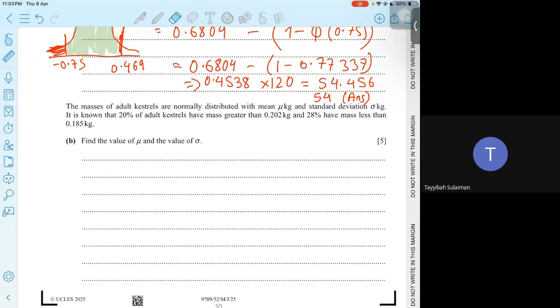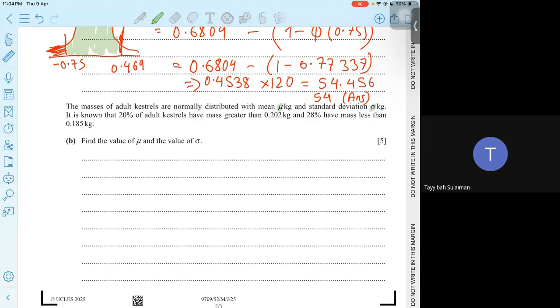The masses of adult kestrels are normally distributed with mean mu and standard deviation sigma kg. It's known that 20% of adult kestrels have mass greater than 0.202 kg and 28% have mass less than 0.185 kg. This is part of simultaneous equations, though it's not part of the syllabus, but they expect you to know this. So you have to find two different equations, and then you have to solve for those equations. You have to equate those, and then find the different variables.